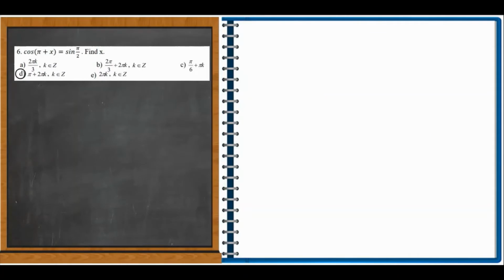Number 6. Number 6 is about trigonometry. Here we need to know the value of sine pi over 2. Sine pi over 2 is just sine 90 degrees. That's 1. And then we need to be able to solve some trigonometric equations. Before that, let's write the value of sine pi over 2 in the equation. So that's going to be 1.